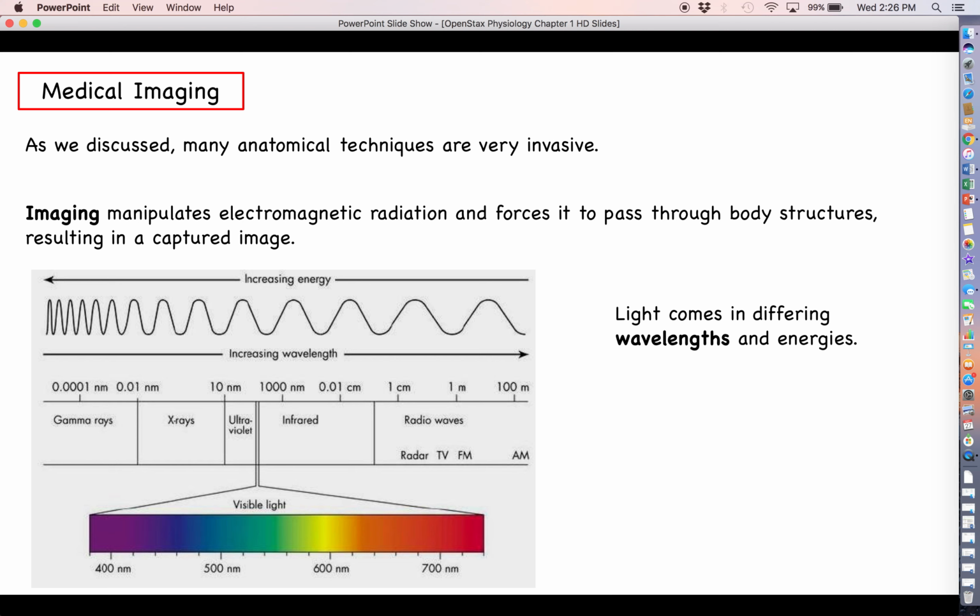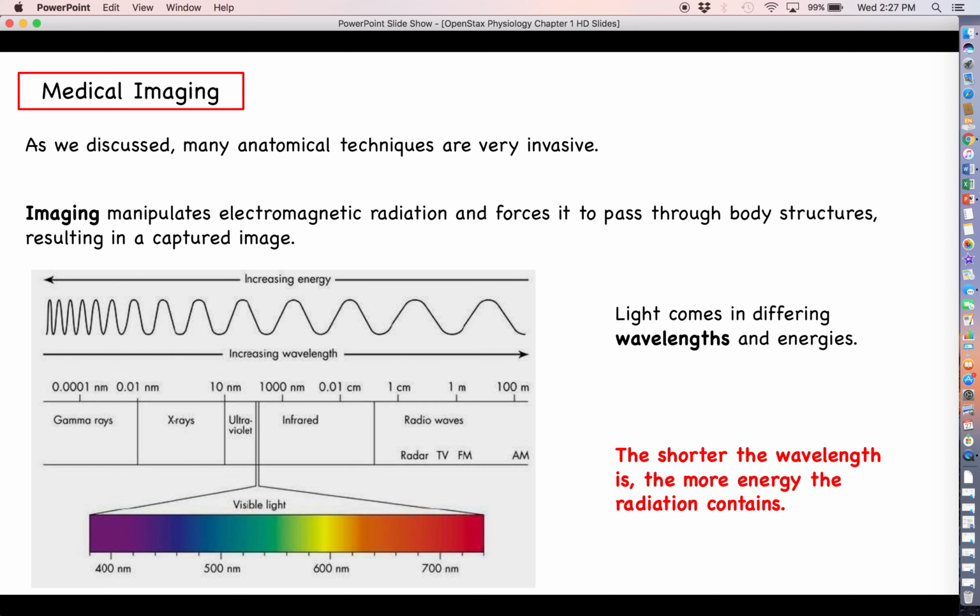The reason we want to be aware of this is because the wavelength of a certain type of light says everything about how much energy is in that light. The idea is this: the shorter the wavelength, so over here on the left is the shortest wavelength, the more energy the light has. And conversely, the longer the wavelength, the less energy the light has.